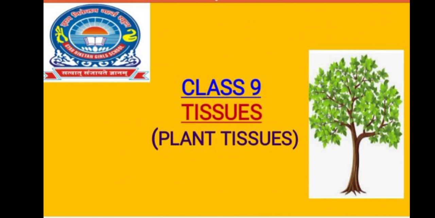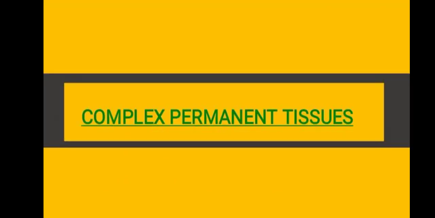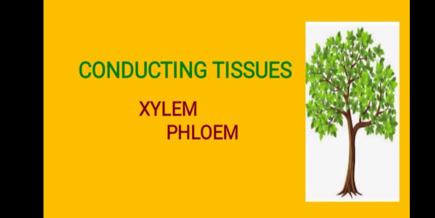Children, in continuation of the previous video, here again we are going to take up an important topic from the chapter tissues. In this video lesson, we are going to be concentrating on the topic complex permanent tissues. Plants have two types of complex permanent tissues, which are also called conducting tissues. These are xylem and phloem.